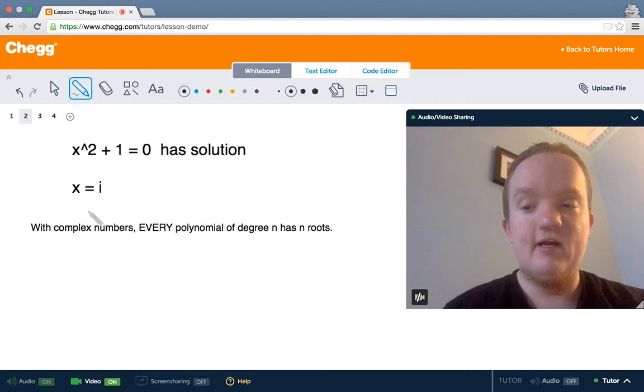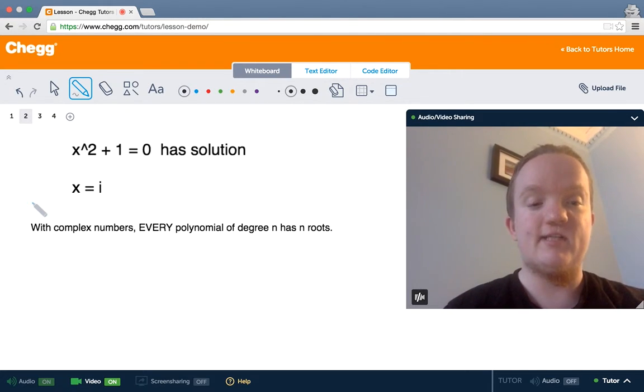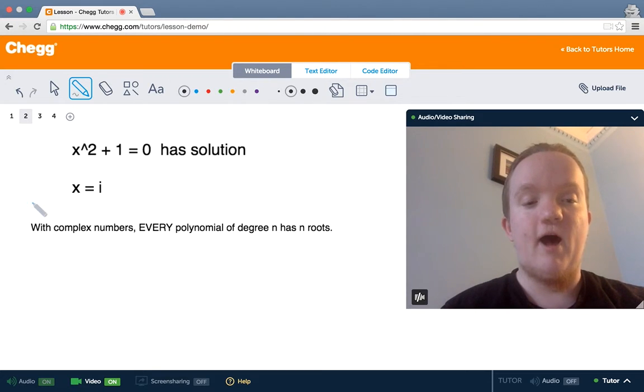Not only that, but any algebraic equation like x to the n plus something times x to the n minus 1 all the way to plus a constant, any polynomial like that of degree n, if you set it equal to 0, it has n solutions exactly. Adding the number I makes math a lot more elegant. It also makes things like electrical engineering, vectors in physics, or geometry proofs much easier once you get the hang of it.